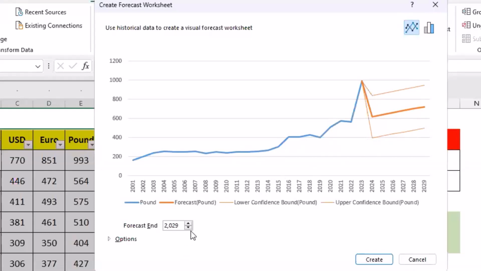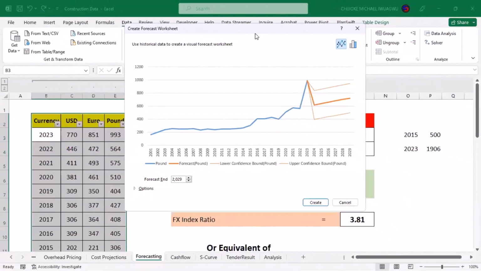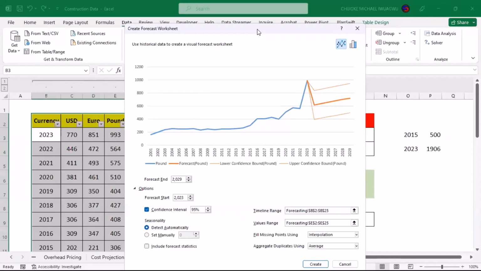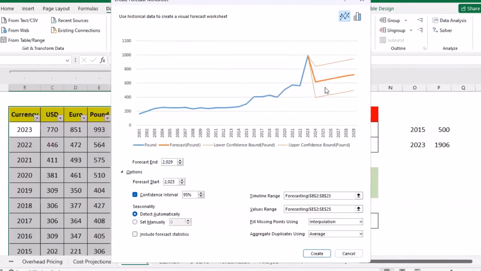We can further go ahead to customize this forecasting so that it will be most useful to us and to suit the circumstances for which we are working on it. When you click the options here, you will see a new panel open up for you where you can change some of the things that you want. Look at the trends that we have here. Keep an eye on these trends that we have here.